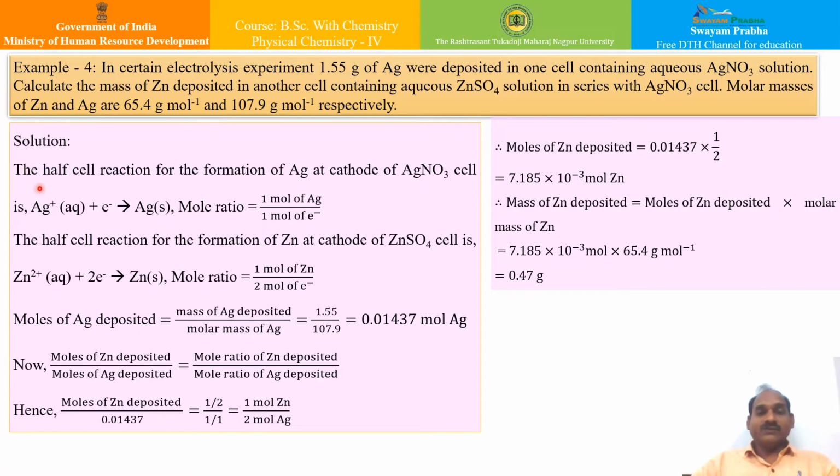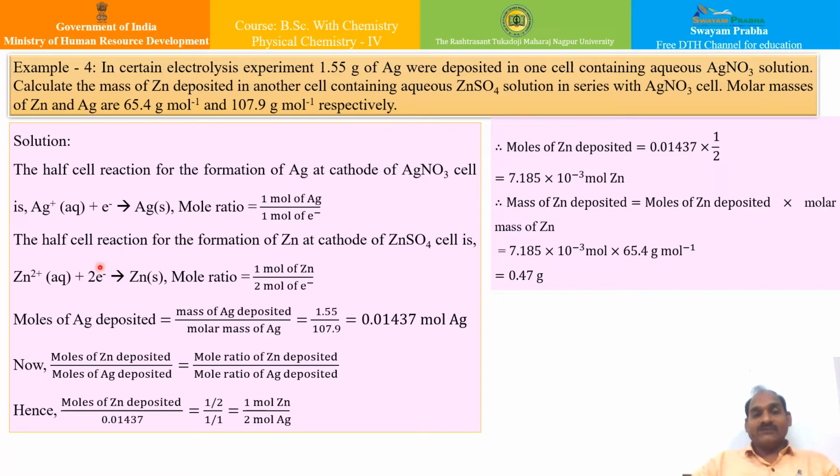So let us try to understand the half cell reaction. The half cell reaction for the formation of silver at the cathode in the silver nitrate cell is basically the one given here. So 1 mole of electron is giving you 1 mole of silver. So the mole ratio is 1 mole of silver upon 1 mole of electron. So that will be 1. So the mole ratio is 1 in this case.